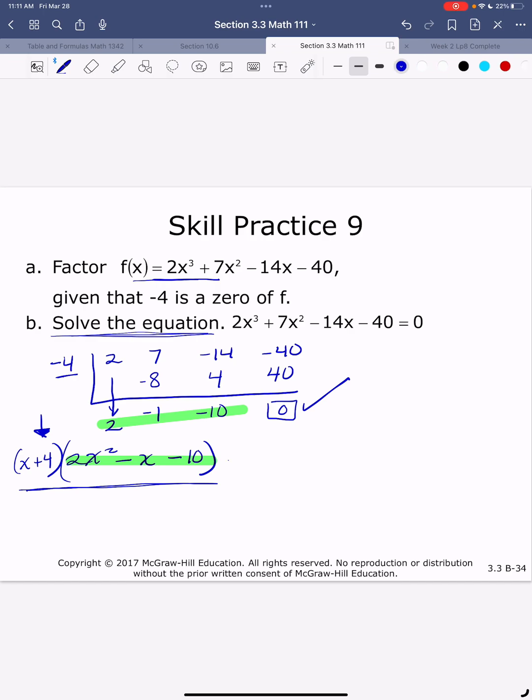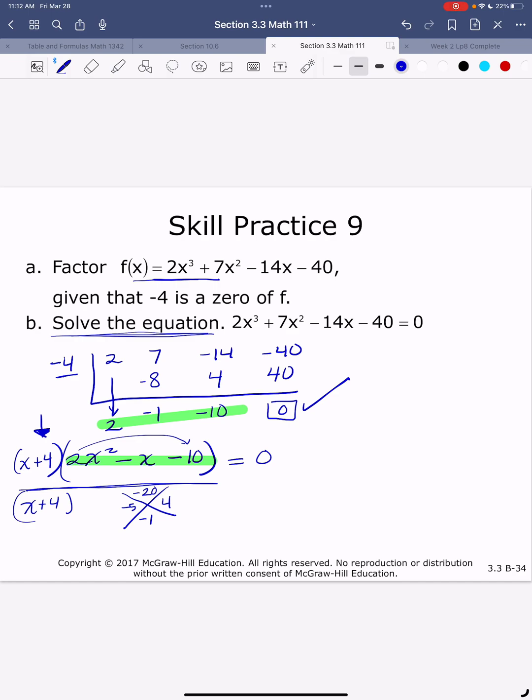Now, if I set these both equal to 0 and solve, I can find the values for x. So, I'm going to start by first leaving this alone, but I am going to go ahead and factor that second degree polynomial in green. And you probably already know I'm going to make a diamond. I need to multiply 2 times negative 10 to get negative 20. And then I have a negative 1 here. So I need two numbers who multiply to give me a negative 20 and add to give me negative 1. How about negative 5 and 4?